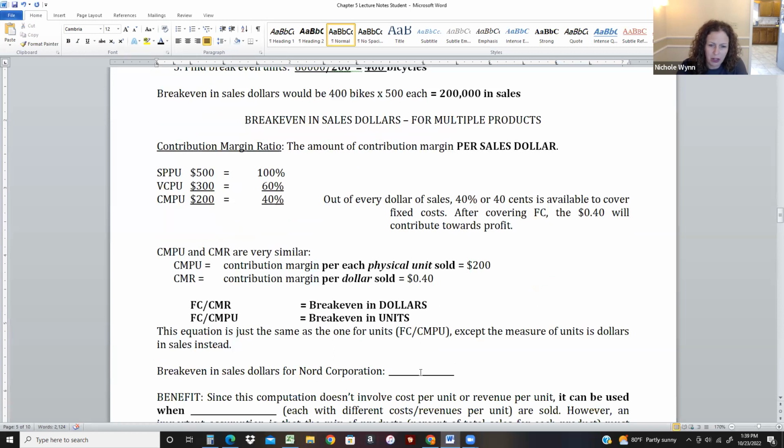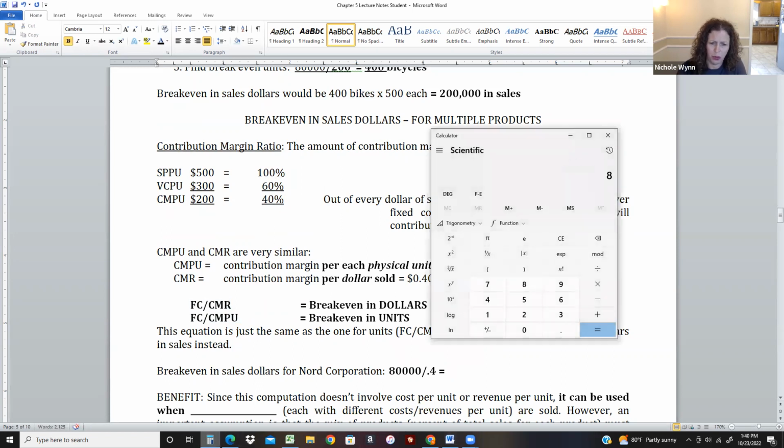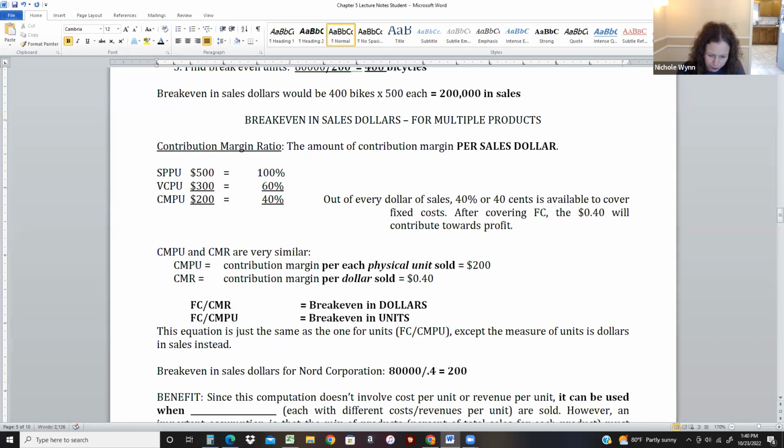But you can also, instead of taking the units and then converting it to dollars, take fixed cost divided by CMR. The fixed costs in our problem were 80,000 and the CMR was 0.4. Our CMR is 40% or 0.4. So if you take 80,000 divided by 0.4, you get 200,000 of revenue. So you don't have to do it in units and then convert it to dollars.